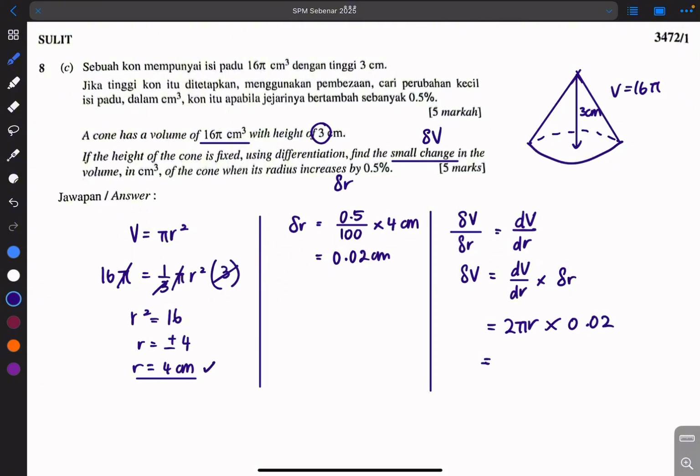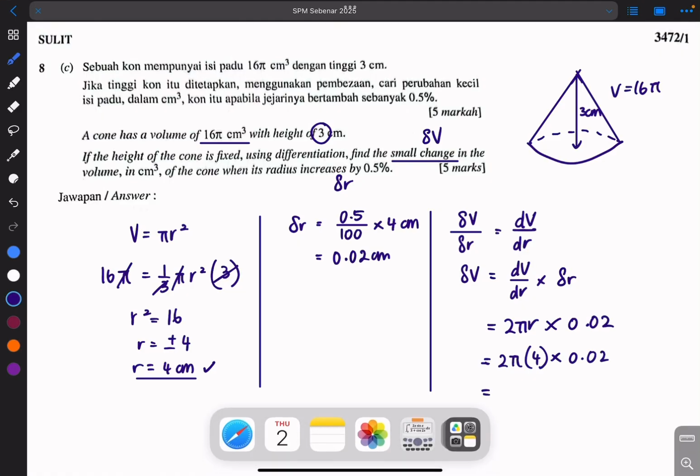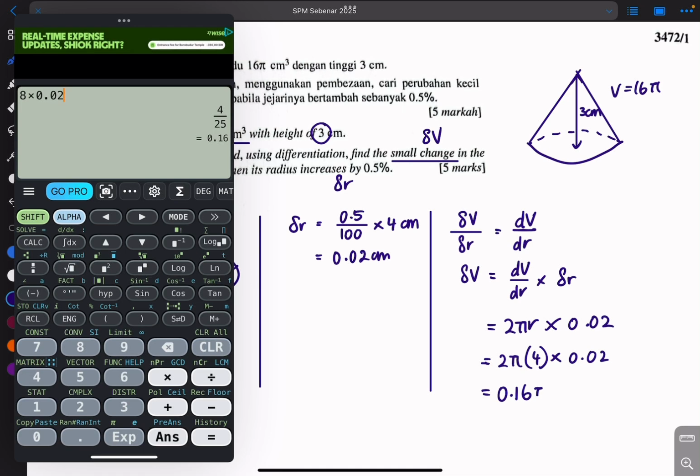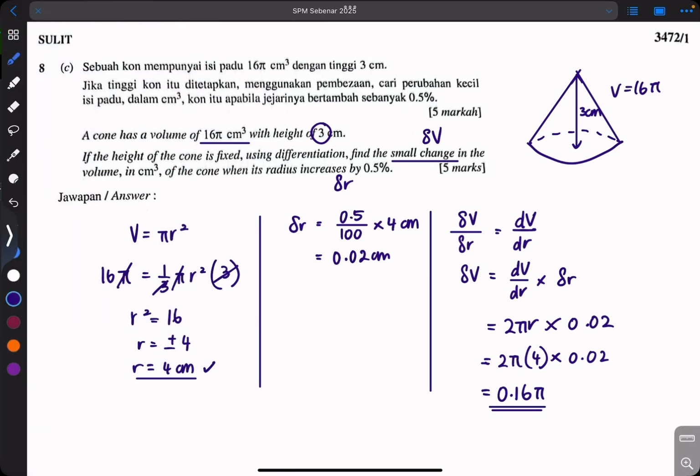Then to find the delta V, we sub the original value of radius here, which is 4. So we get 2 times 4 is 8, 8 times 0.02, 0.16 pi. This is how to find small changes in volume.